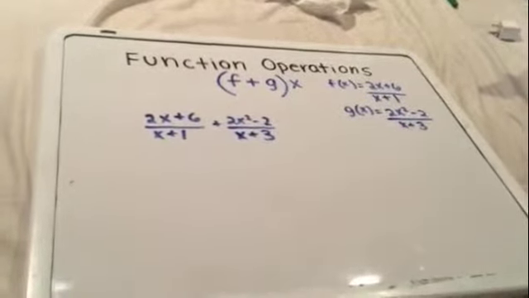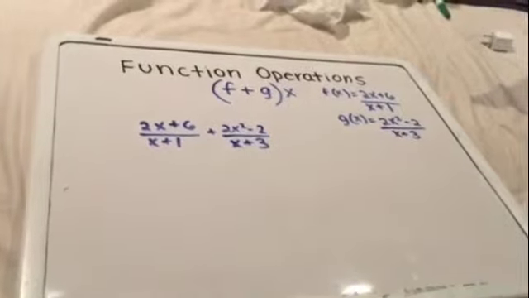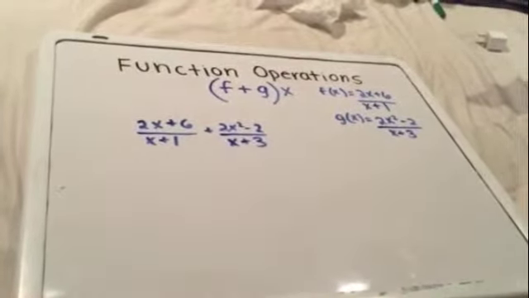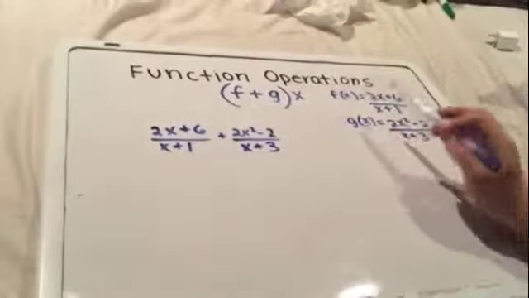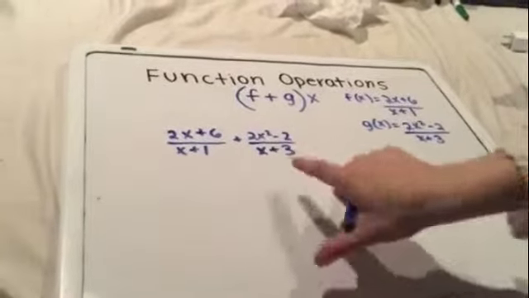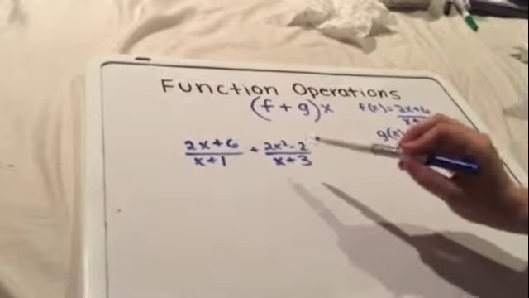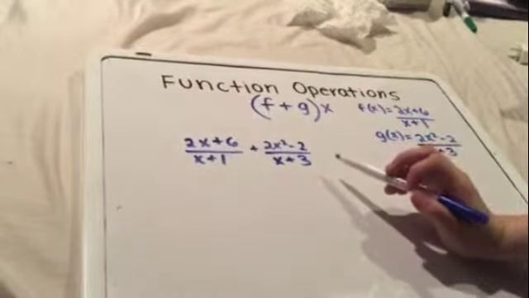Here, we have f plus g of x. Let's say you're given f of x is equal to 2x plus 6 over x plus 1, and g of x is equal to 2x squared minus 2 over x plus 3. We want to add f plus g. Here's our f, here's our g. So we set it up like this. 2x plus 6 over x plus 1 plus 2x squared minus 2 over x plus 3.